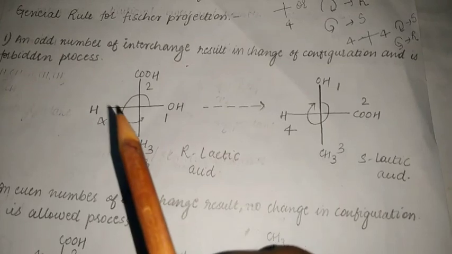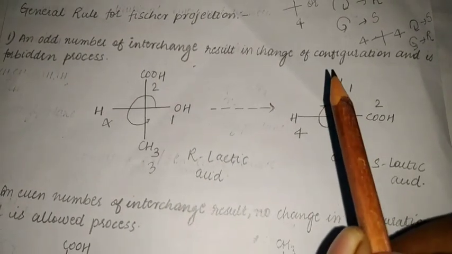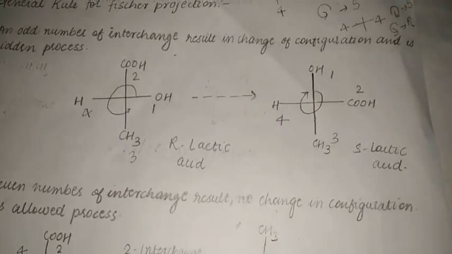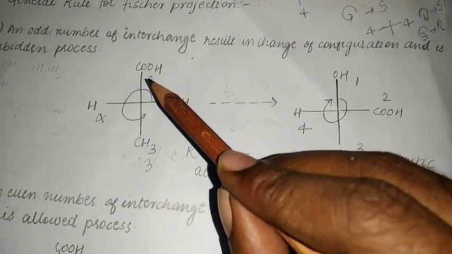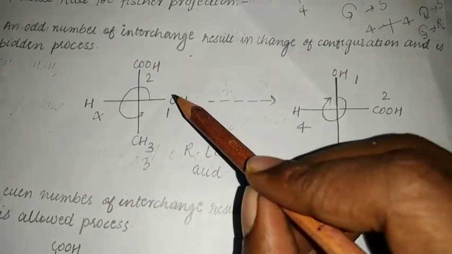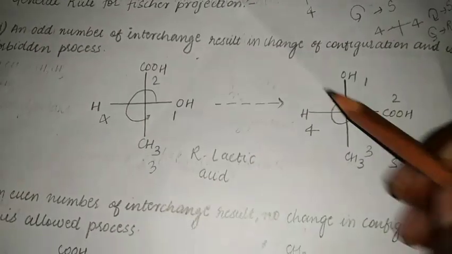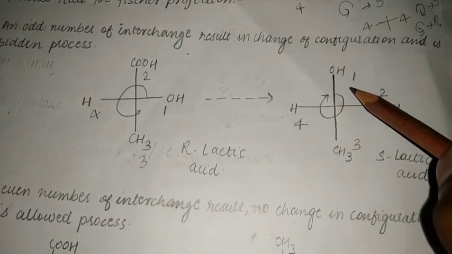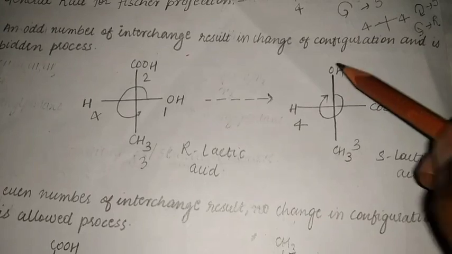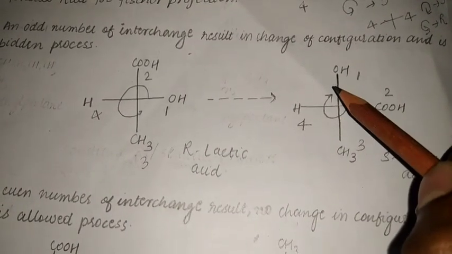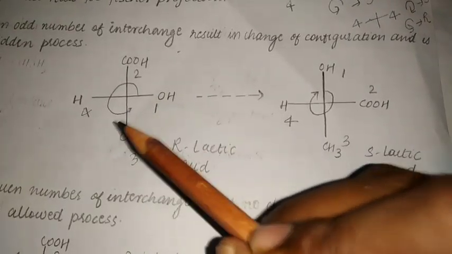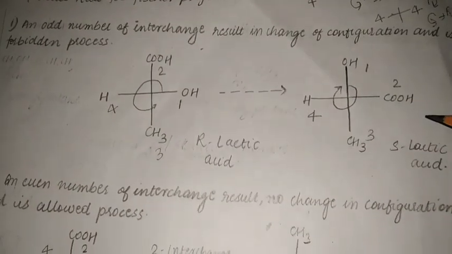So what we see in rule number 1: an odd number of interchanges results in a change of configuration. If we replace OH from here to here and the carboxylic group to here, the complete orientation of the molecule gets changed. We can see that both are interchanged, so it becomes clockwise. First it was anti-clockwise and then it becomes clockwise.